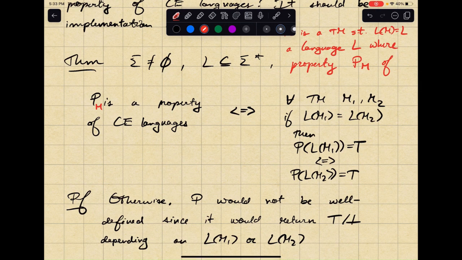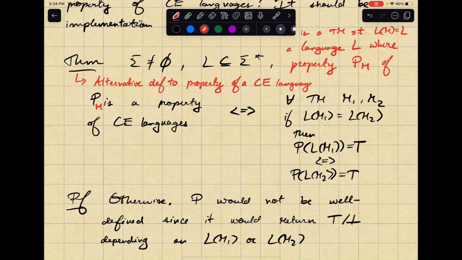And so really you can think of this as an alternative definition to what a property of a CE language is. Like I was discussing during the lecture, instead of this being a theorem, you could also think of this as an alternative definition to what a property of a CE language is. And this is because when you're dealing with a CE language, you need to deal with some concrete, finite representation of it to be able to do something with it, right?